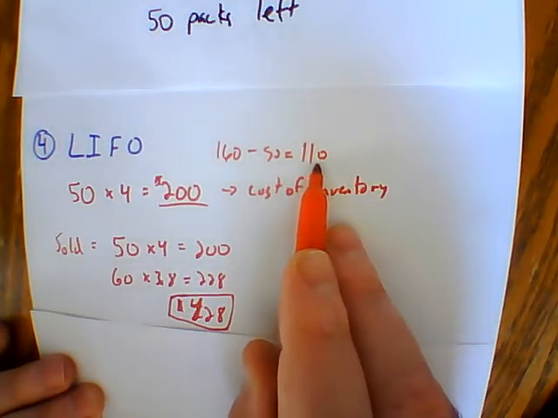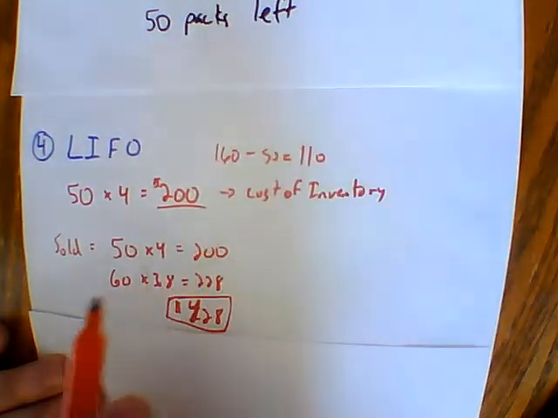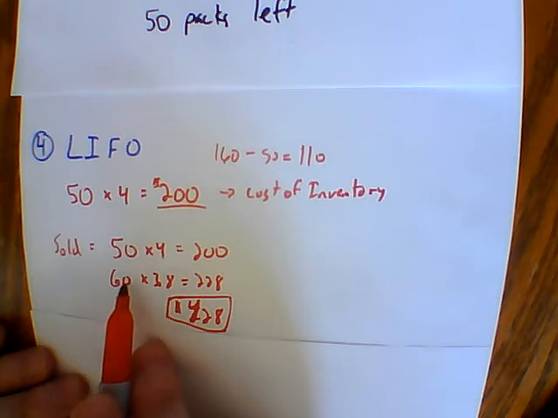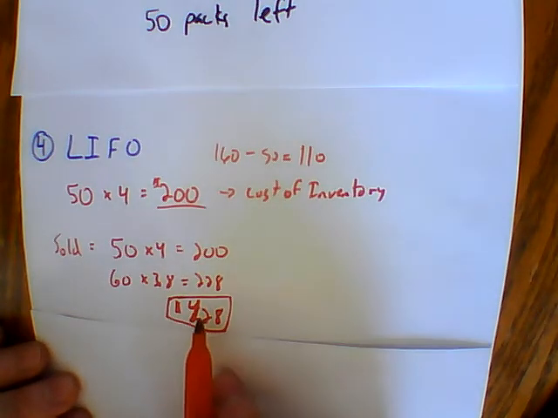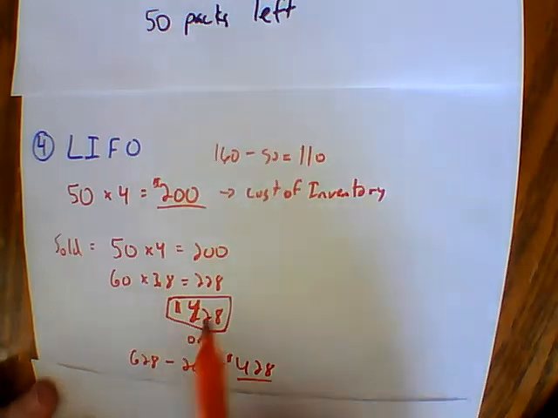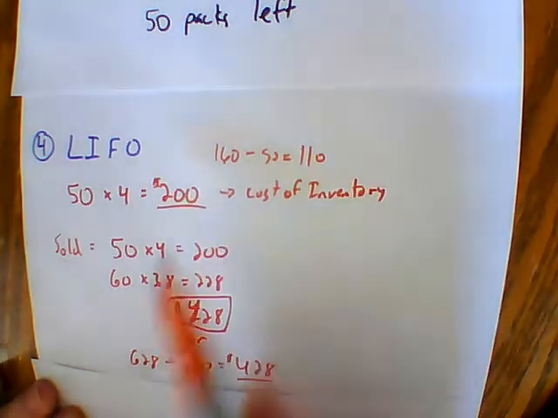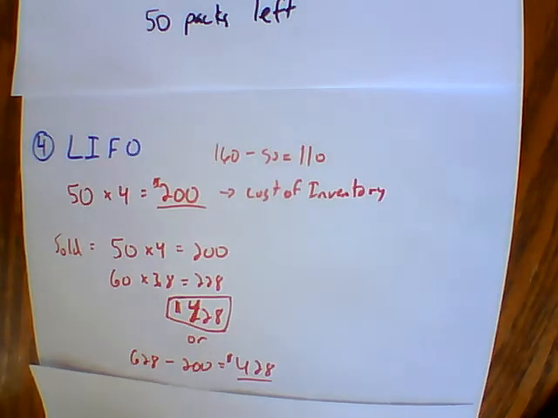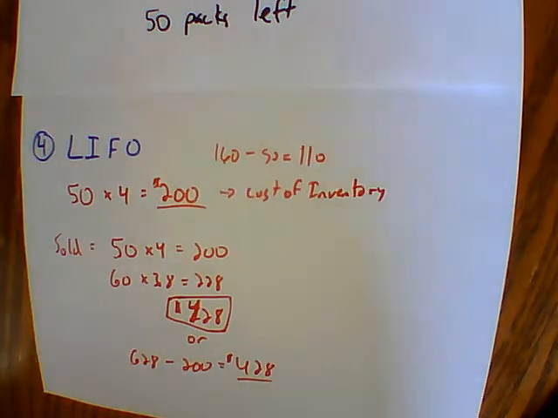If we look at what was sold here, because we sold 110 felt pen packs, we sold 50 at $4 and then 60 at $3.80. So we sold $428 worth. Once again, we could have taken 628 minus the 200. So in comparison, this is what's going on when we start valuing what's left in inventory.